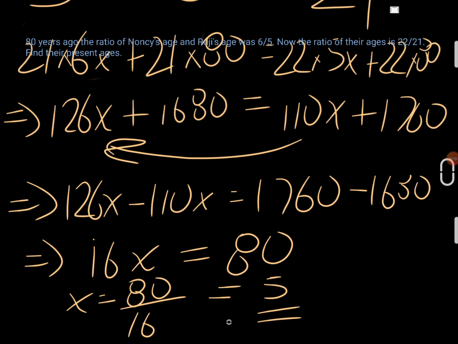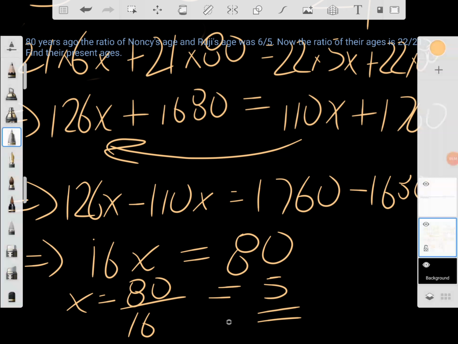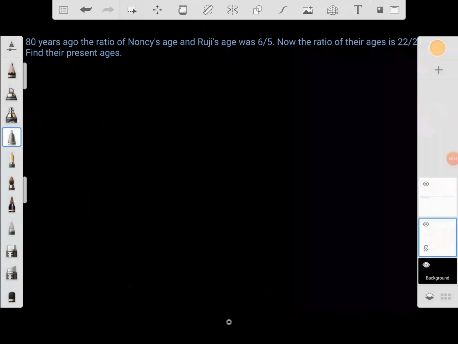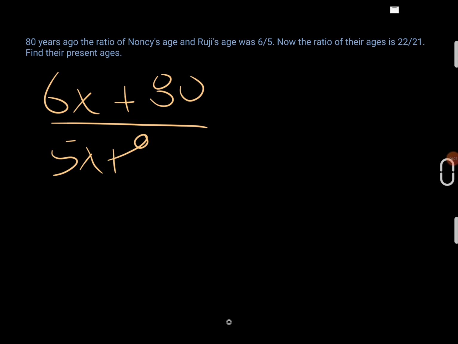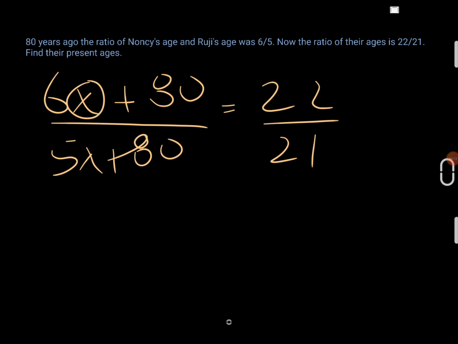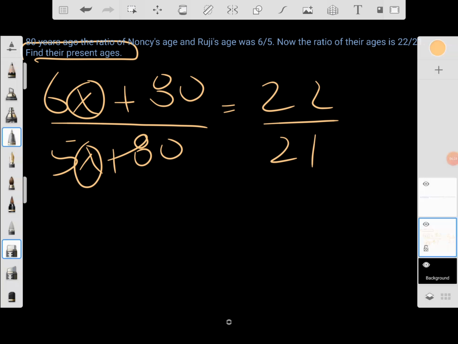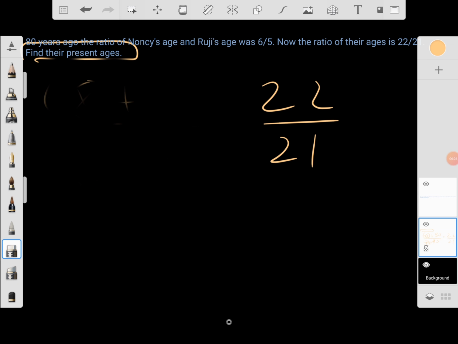Now x is not the age. You got the value of x, 5. Let us come back to our equation. The equation we got was (6x plus 80) by (5x plus 80) is equal to 22 by 21. Now we understood the value of x, but the question is to find the present ages. That means to find the ages now, and the present ages ratio is 22 by 21.